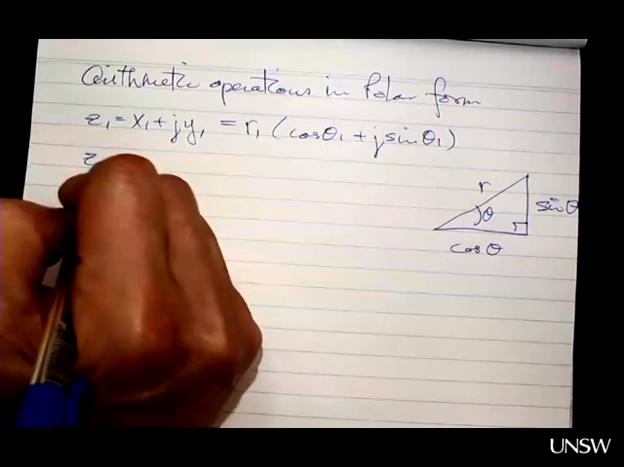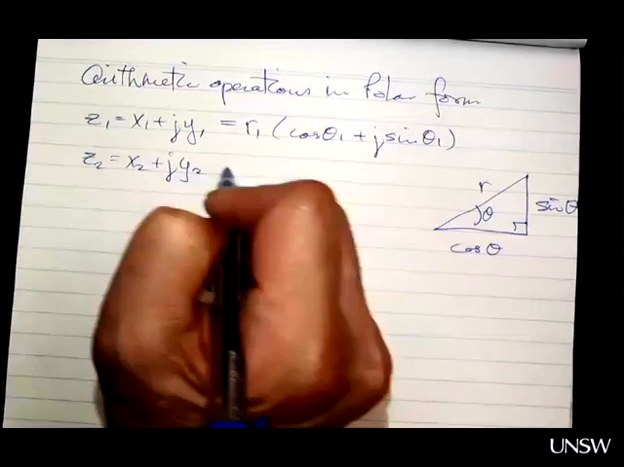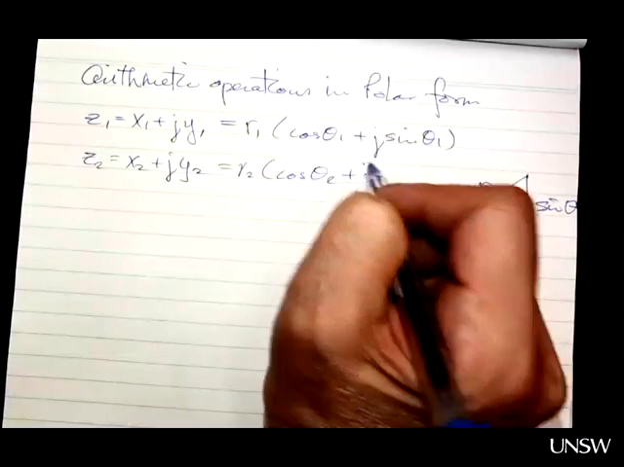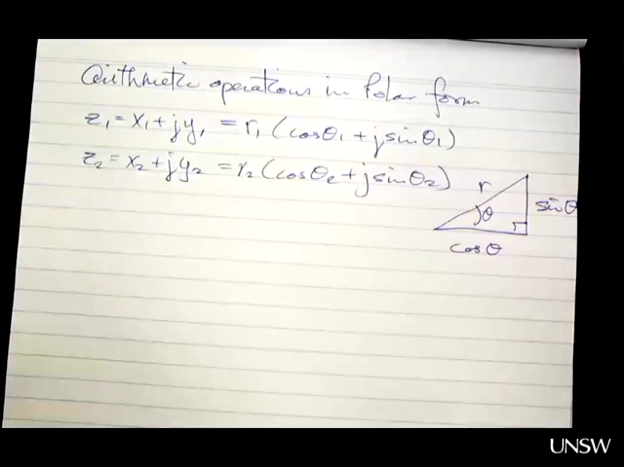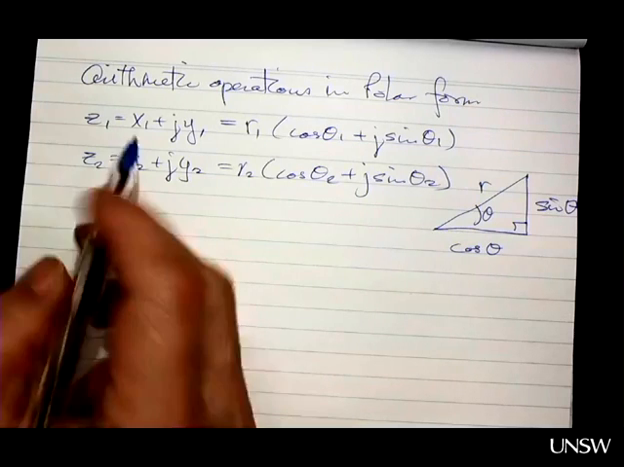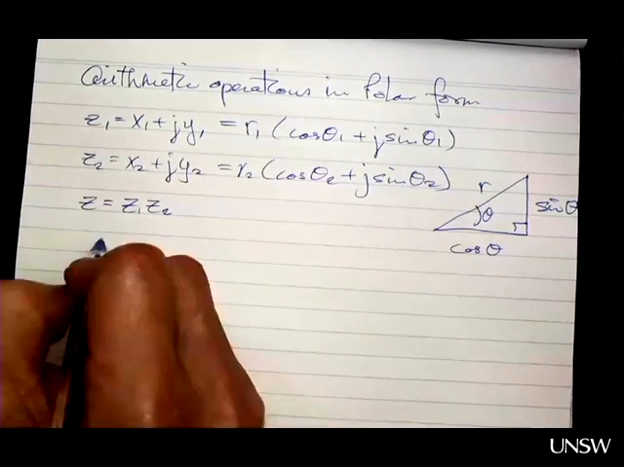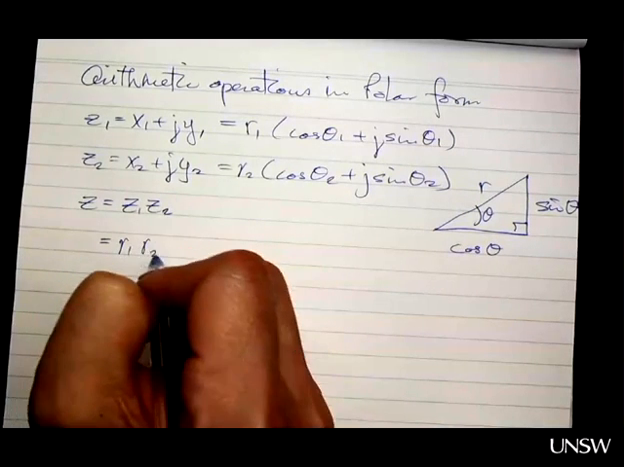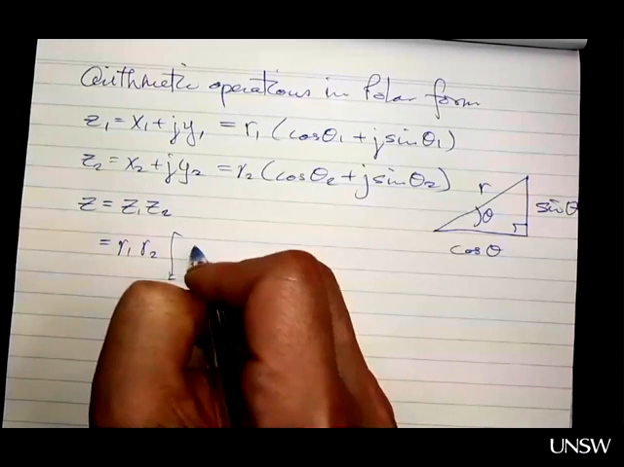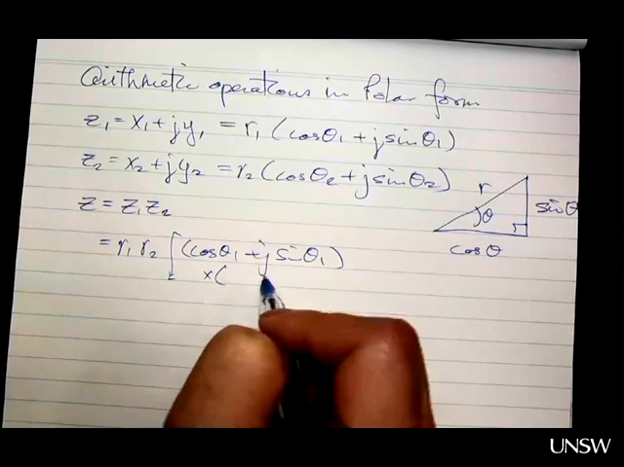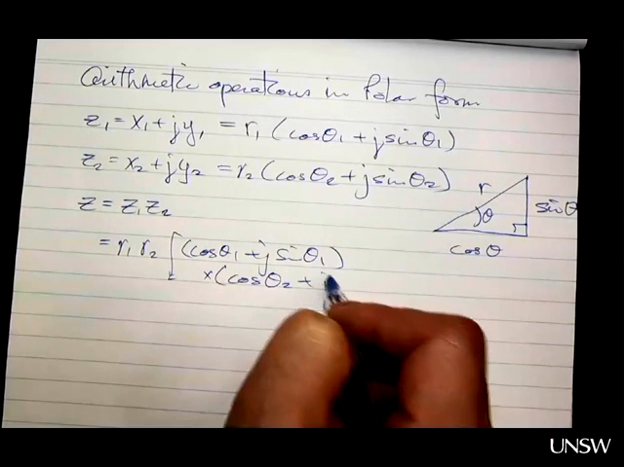And then if we have z2 equals x2 plus j y2, it is equivalent to the magnitude r2 and then some angle theta 2, and then the sine theta 2. Then our required product z1 times z2 is r1 times r2, and then the product of cosine theta 1 plus j sine theta 1 multiplied with cosine theta 2 plus j sine theta 2.